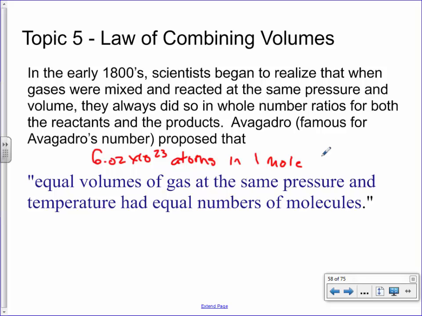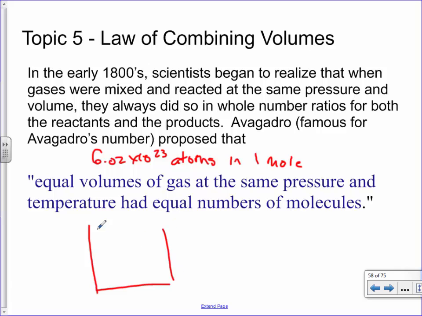Well, one of the things that Avogadro was also known for, maybe less famously, but he had a famous proposal. And this is very wordy, so let me read it out first, and I'll try to put it into people words. So, equal volumes of gas at the same pressure and same temperature must have equal numbers of molecules. So, let me try to draw a picture here to help explain this.